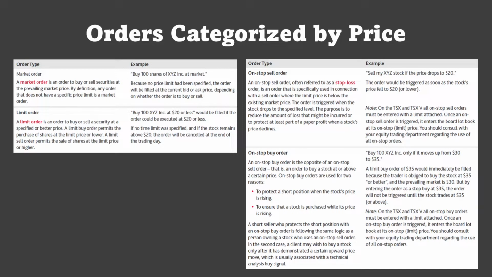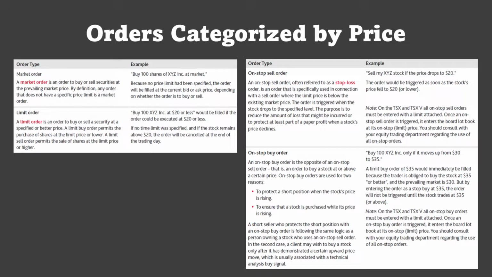There's also, of course, the market order and the limit order. A market order is an order to buy or sell securities at the prevailing market price, and a limit order is an order to buy or sell a security at a specified or better price.